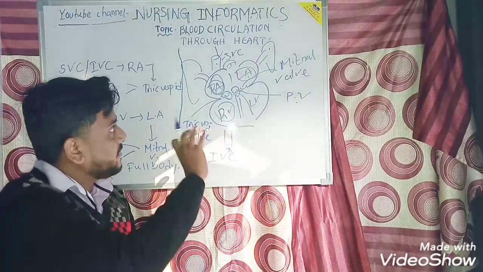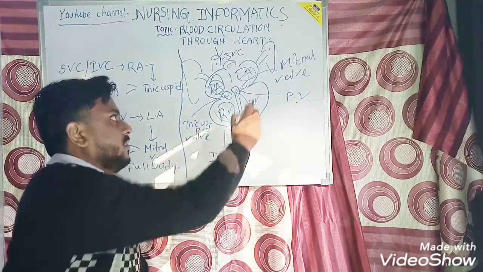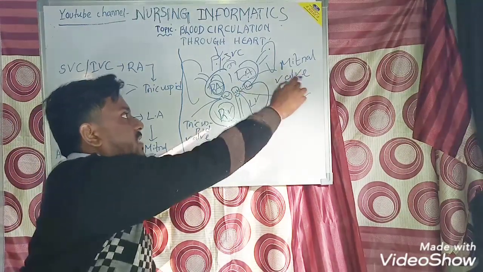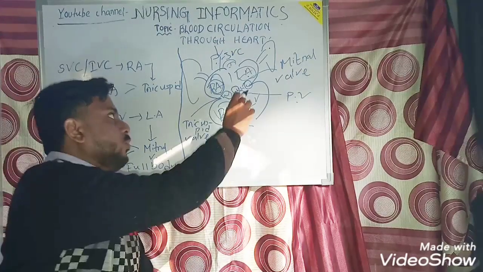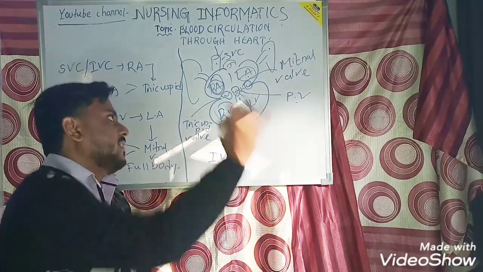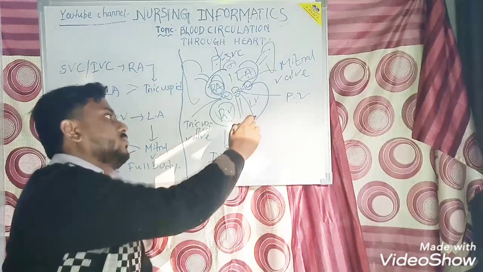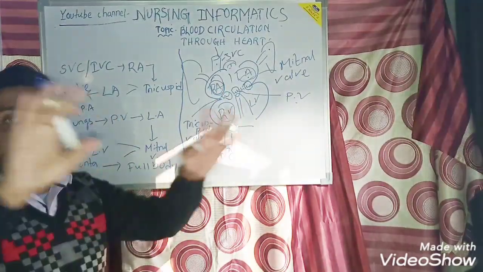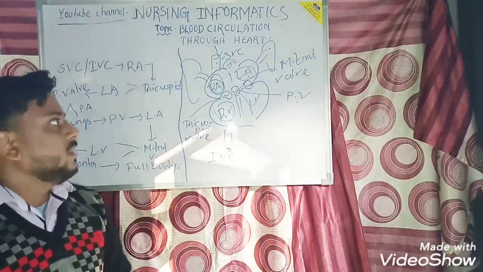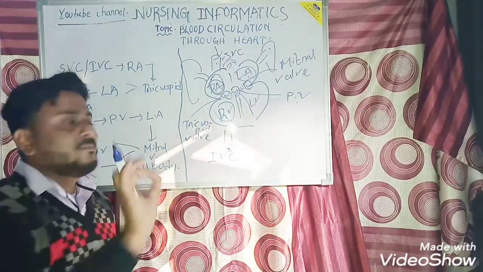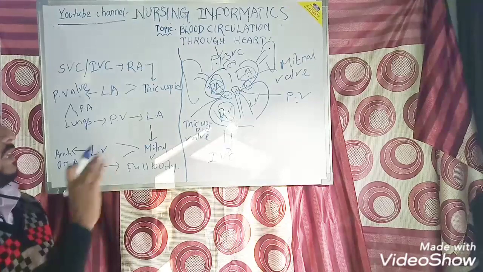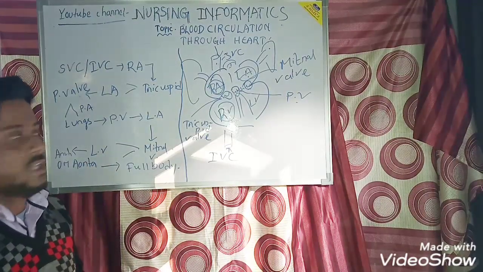When the left atrium contracts, the mitral valve opens. Due to the opening of the mitral valve, the blood comes from the left atrium to the left ventricle. And from the left ventricle, through the arch of the aorta, blood is supplied throughout the whole body. So this is the simple diagram, and this is the flow chart. It will help you remember easily.